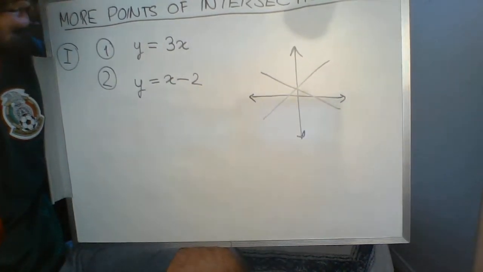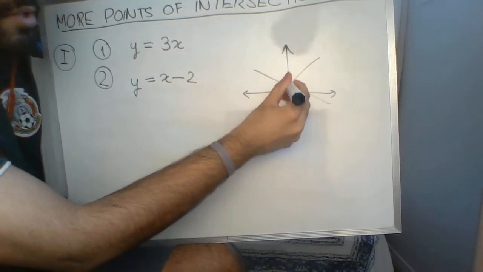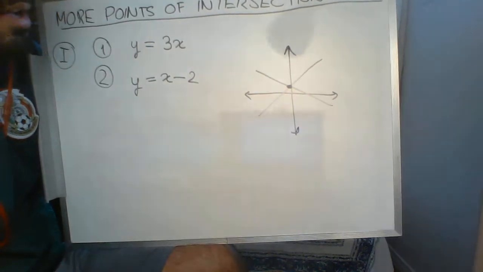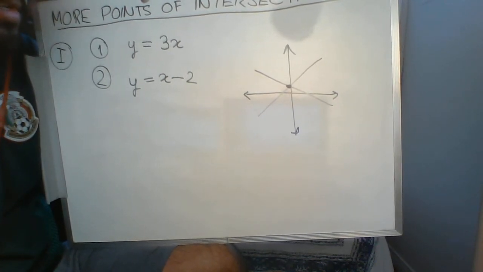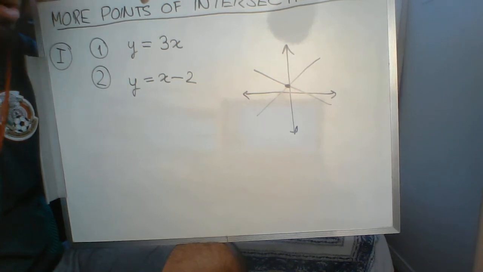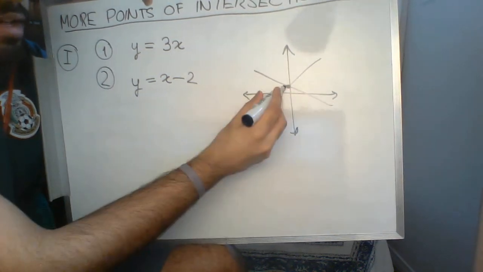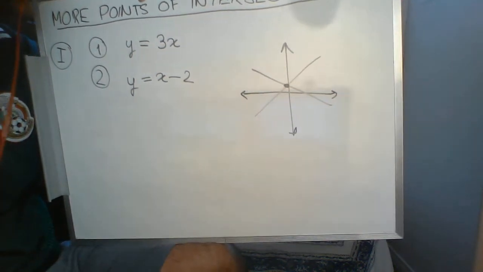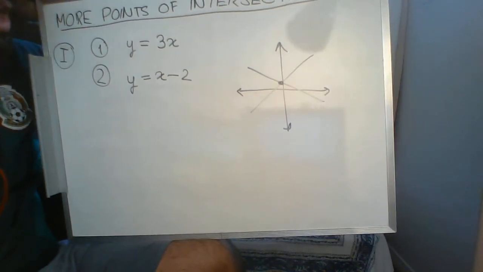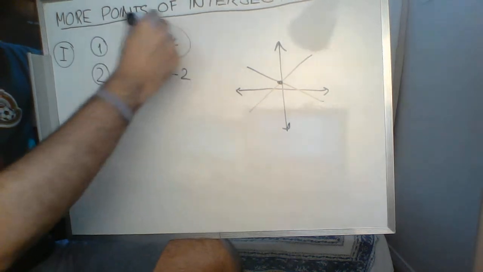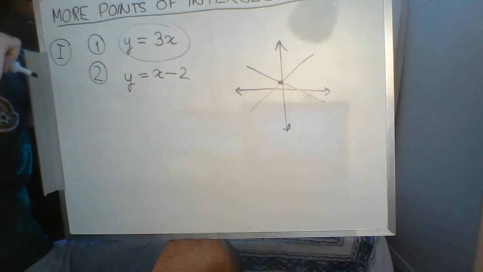So we've got these two lines on here. If you look at the point where these two lines cross, somewhere over here, the x value has to be the same and the y value has to be the same on both lines. It's the same point, so it's got to have the same coordinates. This isn't the graph for these two functions, so don't get that confused.